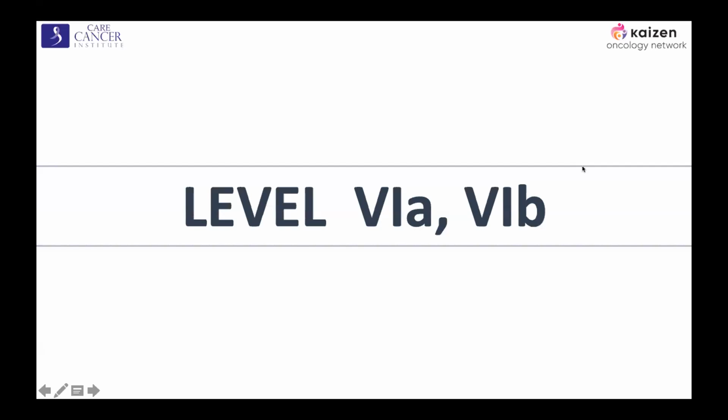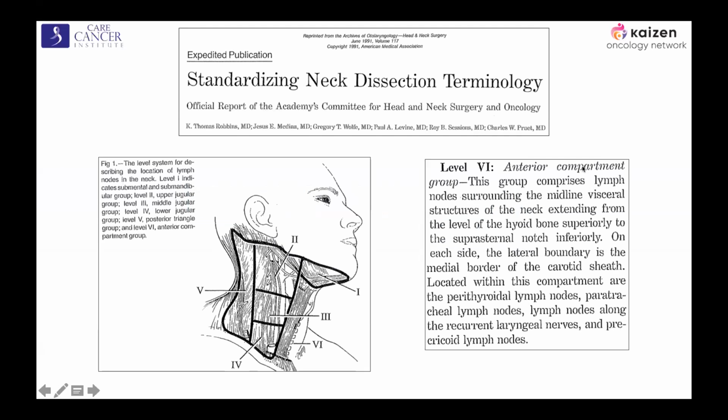So the last nodal level that we'll be covering today is level 6. Again, level 6 is nothing but the caudal continuation of your level 1. Level 6 was defined in the 1991 Thomas Robbins paper. The level 6 anterior compartment group comprises the lymph nodes surrounding the midline viscera of the neck, extending from the level of the hyoid bone superiorly to the suprasternal notch inferiorly. On each side, the lateral boundary is the medial border of the carotid sheath.